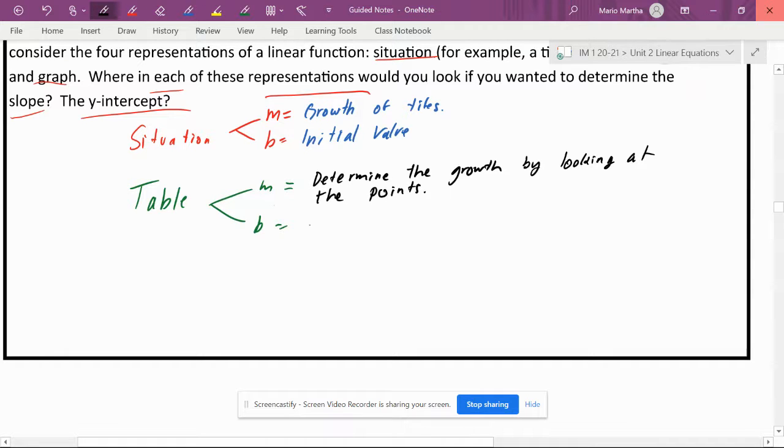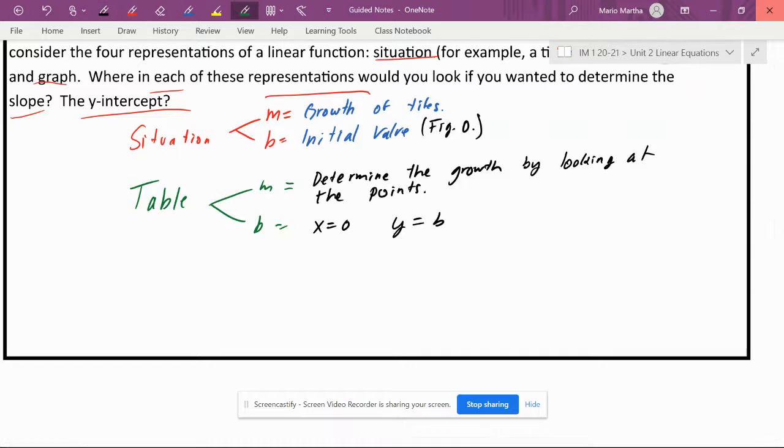And if we're looking at the table to find b, it's going to be where our x value is equal to 0, and then our y is equal to b. In the situation, that was our figure 0. My bad.